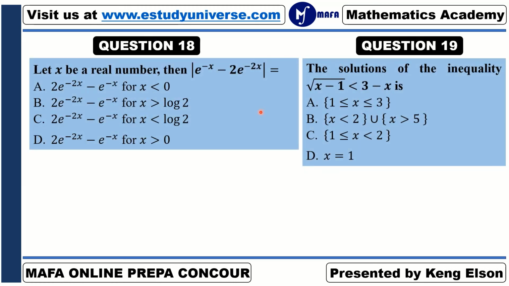Alright, question 18. Let x be a real number, then the absolute value of e to the negative x minus 2e to the negative 2x is equal to 2e to the negative 2x minus e to the negative x for x less than 0, for x greater than log 2, for x less than log 2, and for x greater than 0. Now note, when you see log, sometimes it means to the base 10 and sometimes it means to the base e.